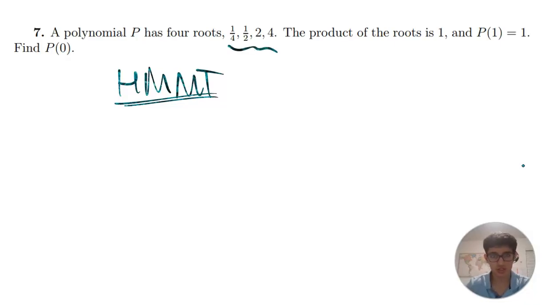We've got 4 roots. These are the roots. The product of the roots is 1. To be honest, this is pretty useless because we can figure that out just by multiplying them, right? And p of 1 is 1. This is a little bit more useful. They're asking us to find p of 0. All right, so let's see how we can write this.